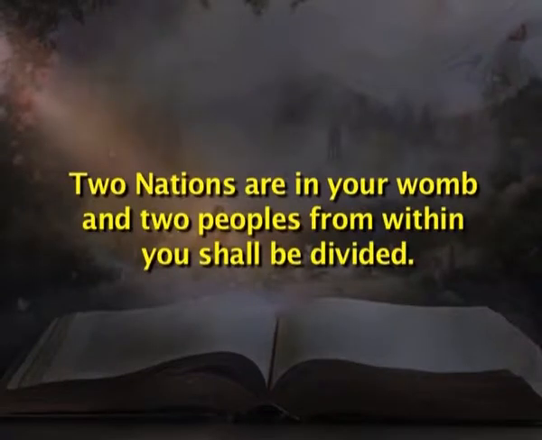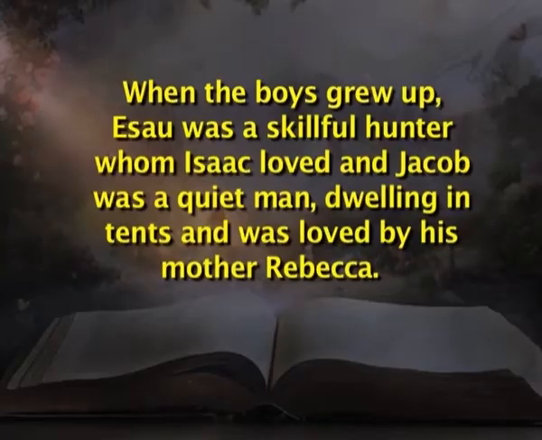It is pointed out that children struggle within her womb, and when she inquires, the Lord responds saying, "Two nations are in your womb, and two peoples from within you shall be divided." So Rebekah gives birth to two boys, Esau and Jacob. When the boys grew up, Esau was a skillful hunter whom Isaac loved, and Jacob was a quiet man dwelling in tents and was loved by his mother Rebekah.